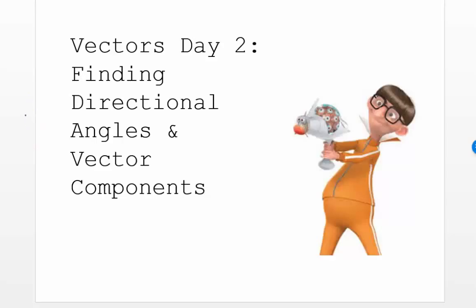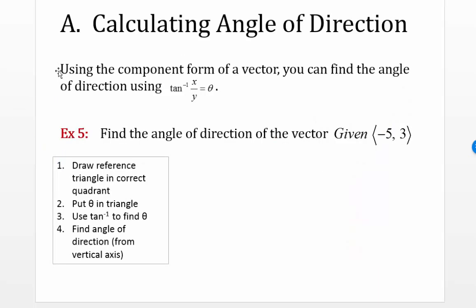Okay, so vectors day 2. We're going to find directional angles and we're going to find vector components. All right, so first of all, finding angles of direction. Yesterday we talked about northeast, southwest. That's all fabulous and good, but what if you don't have that? What if you just have the x and the y component of your vector and you need the angle? So that's what we're looking at here.